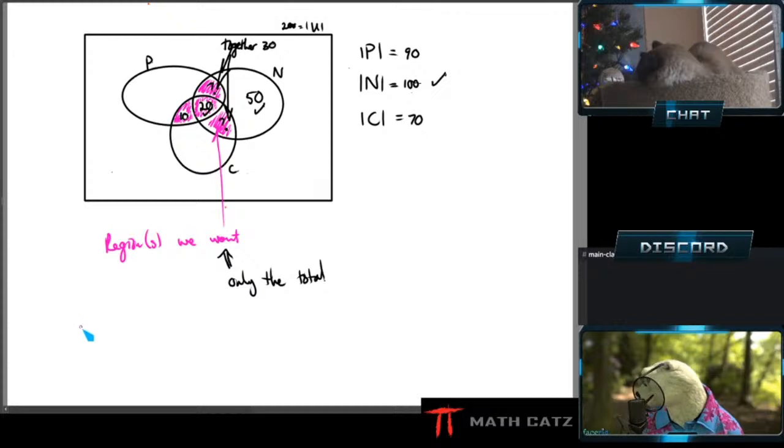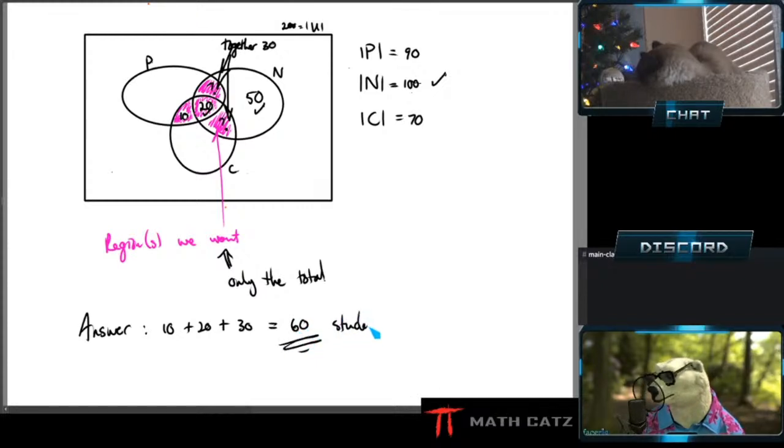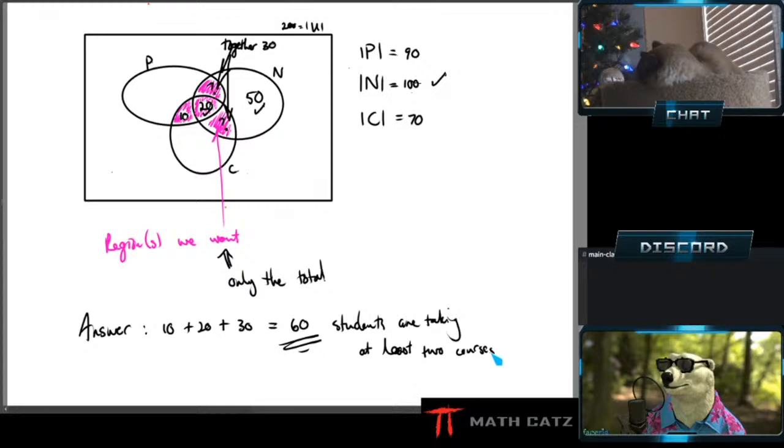So let's just say here the answer, they're only asking one question, for the number of students is my 10 plus my 20 that are visible, and then the combined number for these question mark regions will be 30 to give me a total of 60. So 60 students are taking at least two subjects.